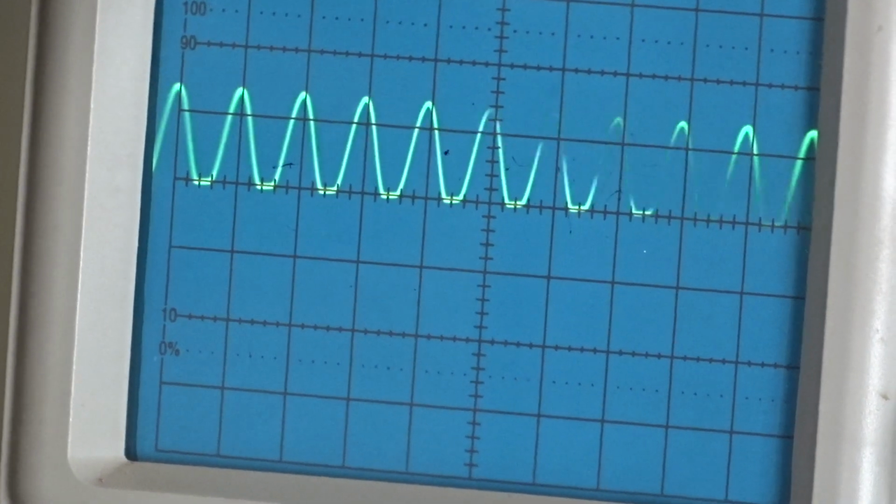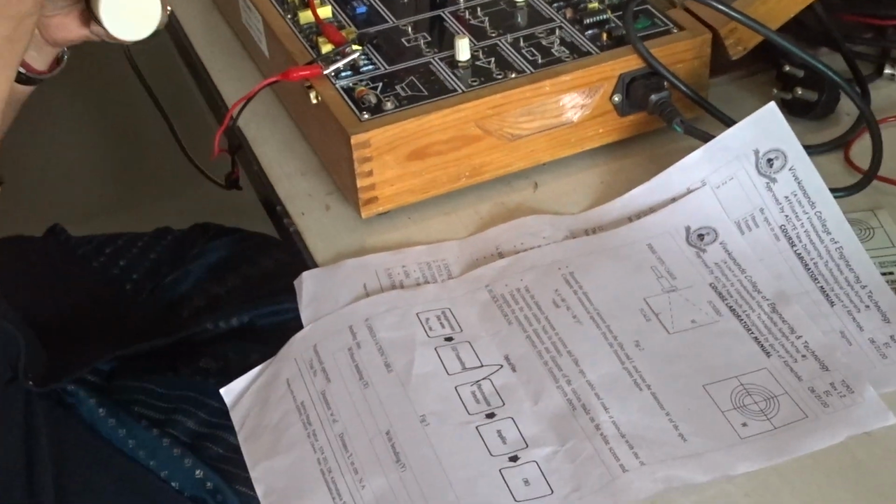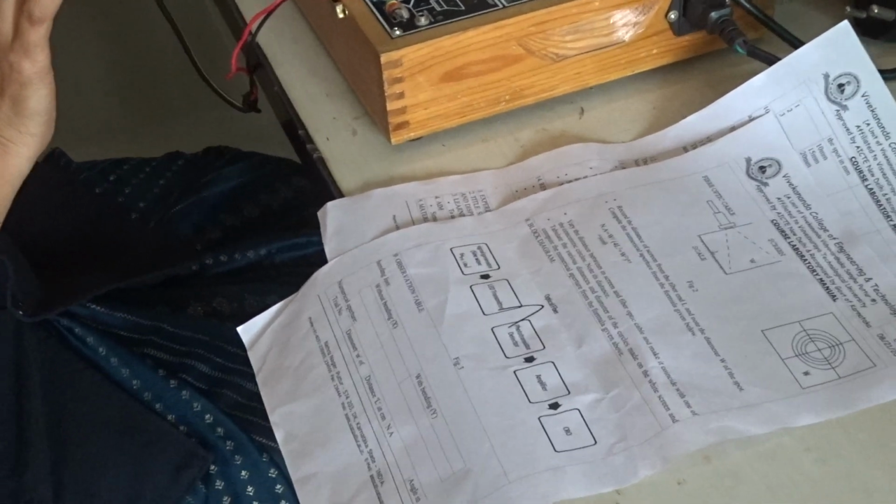So bending loss will be calculated by X minus Y. X minus Y means the first voltage minus the second voltage. That difference will give the bending loss.